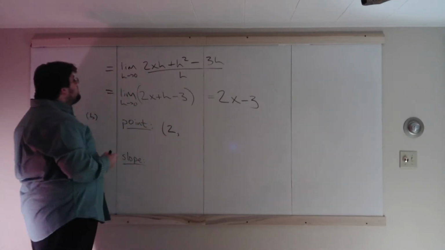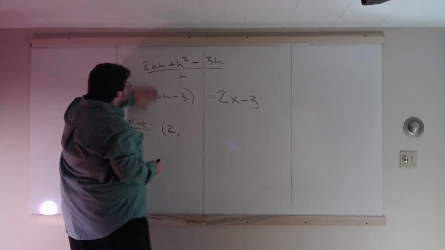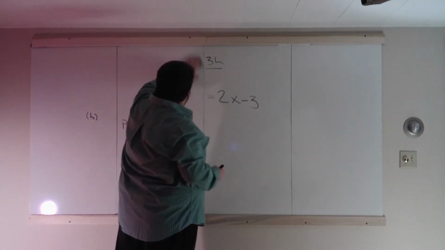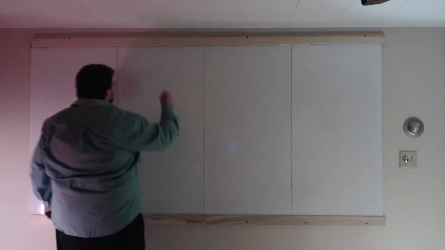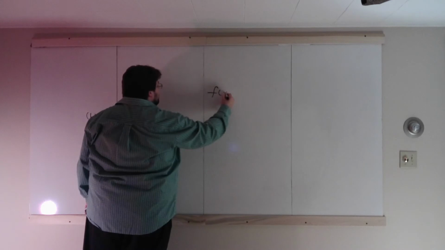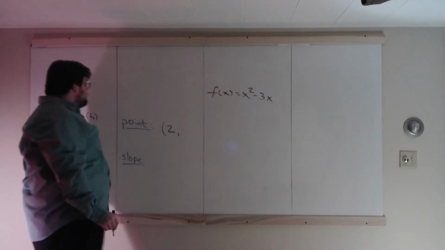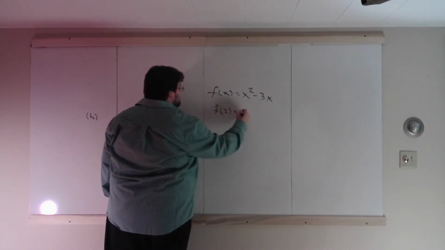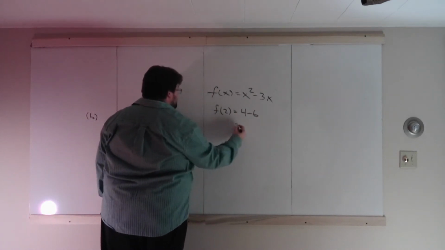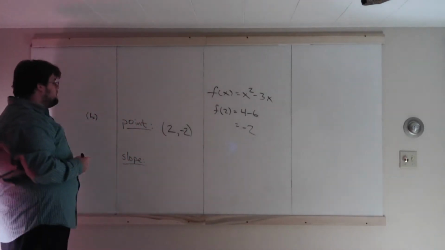So now we need a y value, and to get the y value, we need the function that I erased. What was it? It was just x squared minus 3x. Well, we need f of 2. F of 2 is what? 4 minus 6, which is negative 2. So we have 2 and negative 2 as our point.